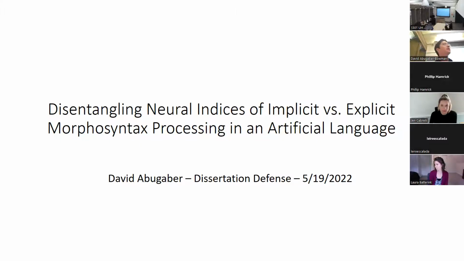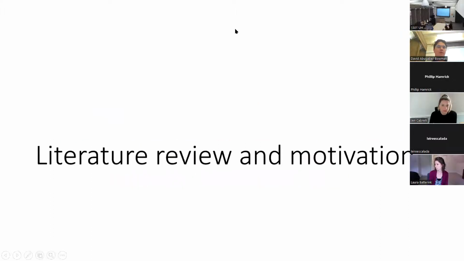Okay, so the dissertation is titled Disentangling Neural Indices of Implicit versus Explicit Morphosyntax Processing in an Artificial Language. So to start off, I'll just do a very brief overview of the literature review and motivation.